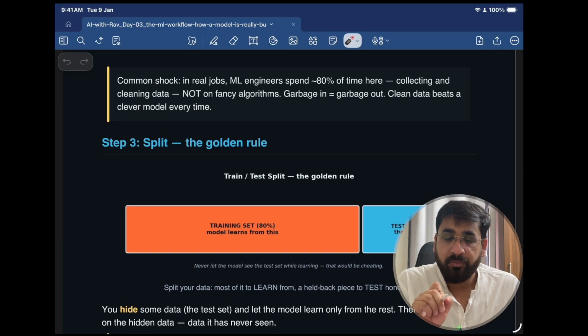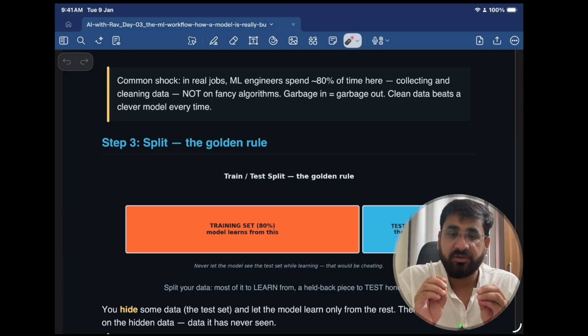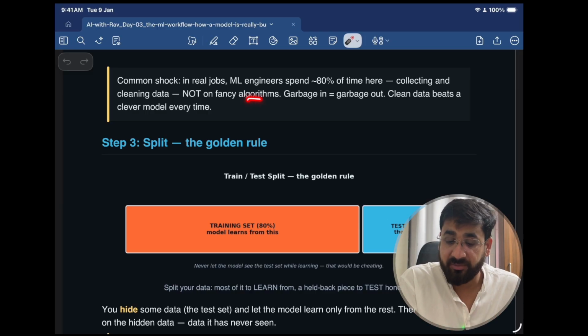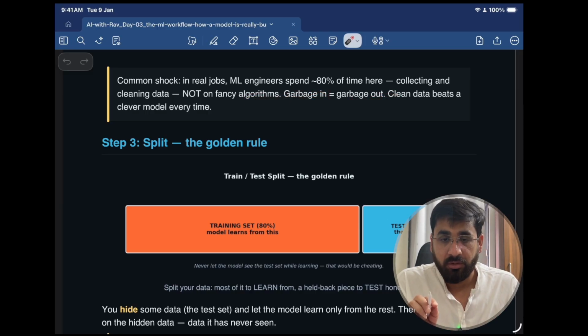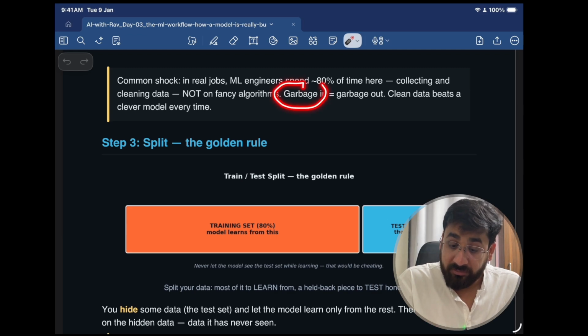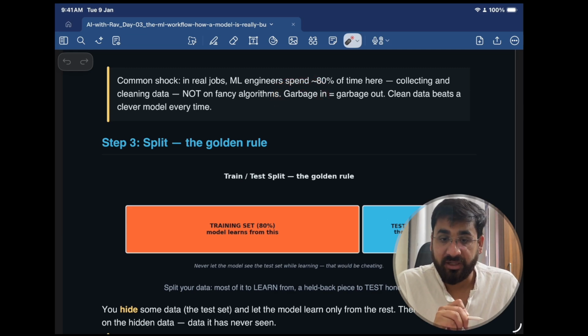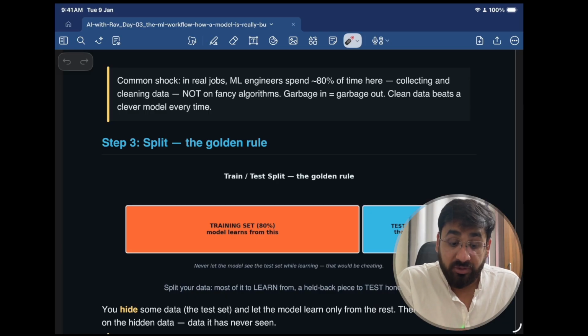Once your input is completely clean and up to the mark, it's the best way. There's a saying: garbage in, garbage out. So you should not give garbage. You should clean your data. Okay, 80% of a machine learning engineer's time goes into these first two processes.